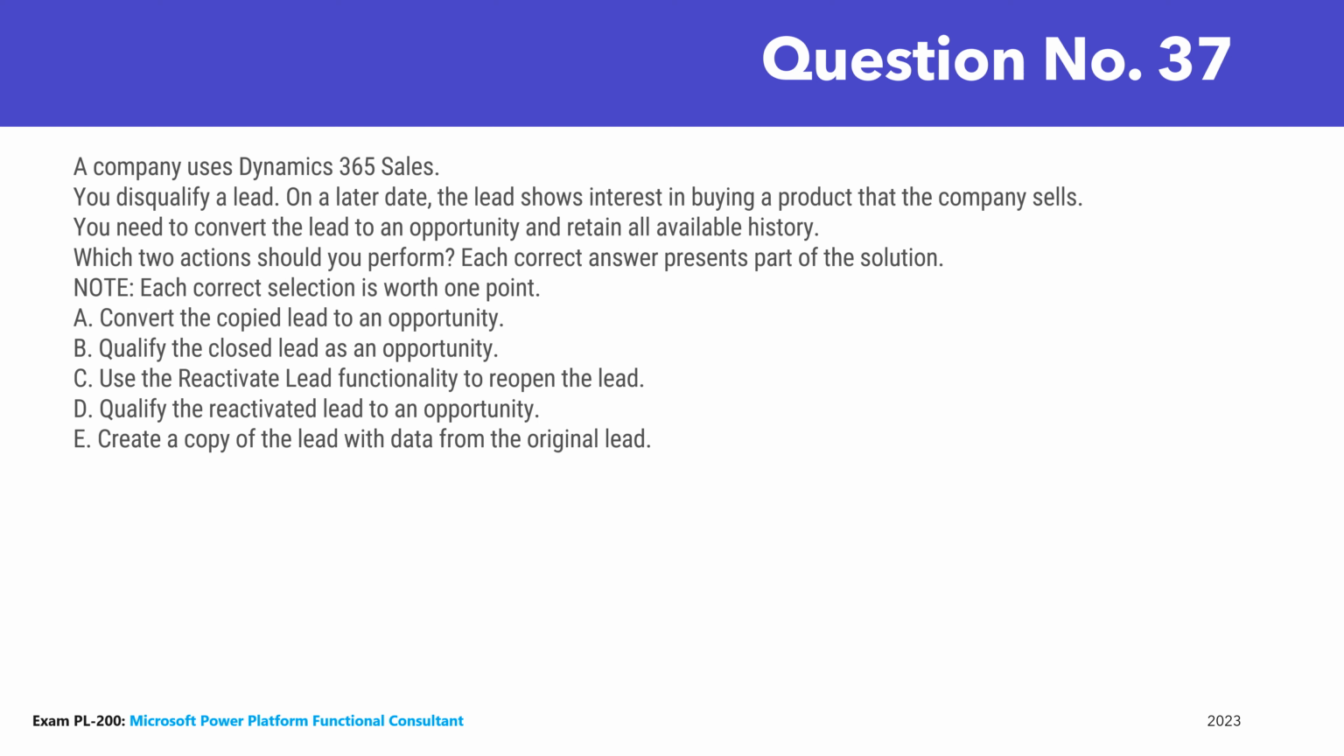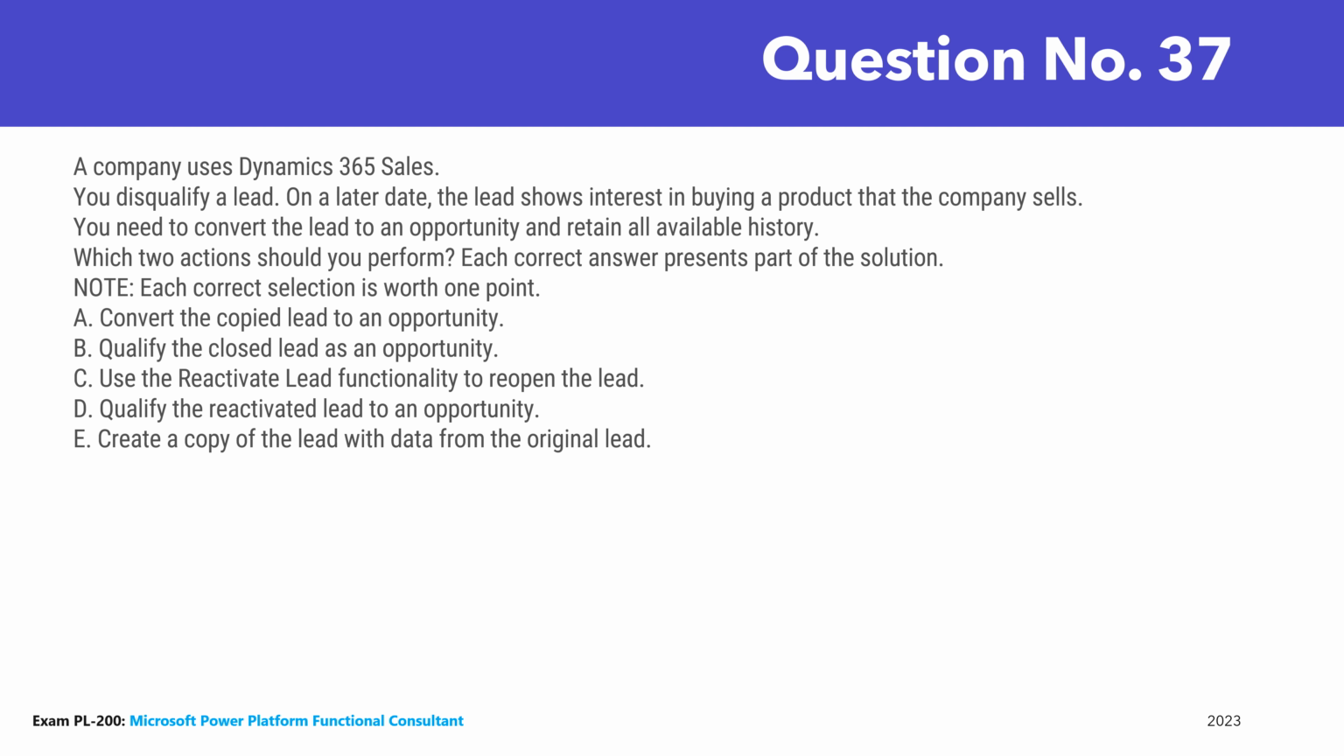A company uses Dynamics 365 Sales. You disqualify a lead. On a later date, the lead shows interest in buying a product that the company sells. You need to convert the lead to an opportunity and retain all available history. Which two actions should you perform? Each correct answer presents part of the solution. Note, each correct selection is worth 1 point.